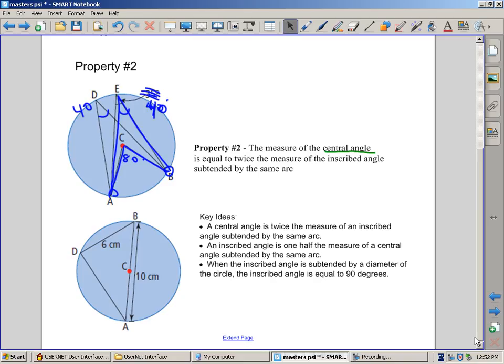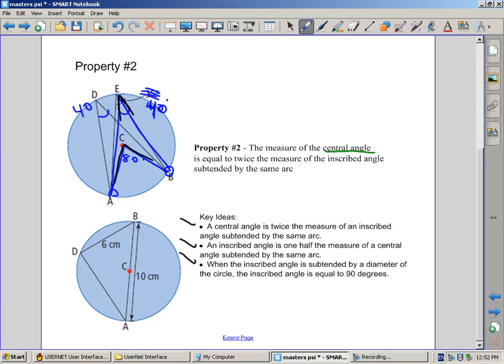Some key ideas here with property number 2: a central angle is twice the measure of an inscribed angle subtended by the same arc, which we just discussed. An inscribed angle is 1/2 the measure of a central angle subtended by the same arc, which is basically just the opposite. If we know the central angle, we can figure out the inscribed. If we know the inscribed, we can double it to figure out the central.